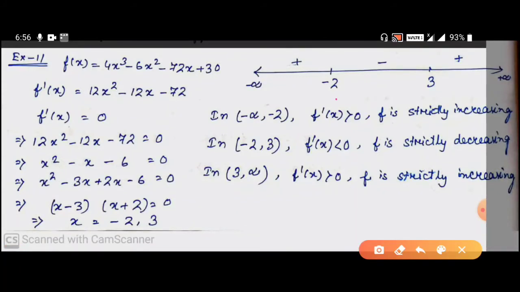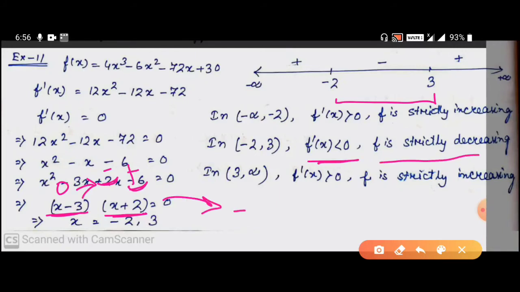to check for this interval, here also we will choose a number, and here we can choose 0. So if we put 0 here, this part will become negative. If we put 0 here, this part will become positive. Negative into positive is negative. So f dash x is less than 0. So f is strictly decreasing.